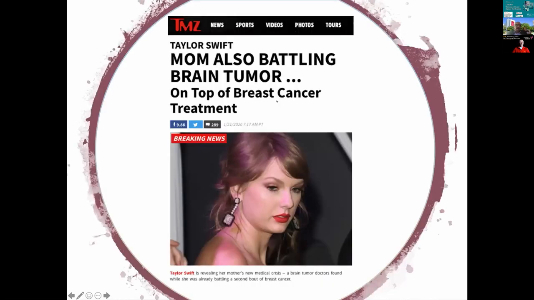And so I took this from the headlines in January, from TMZ. This is the misnomer that we need to basically educate the community about: that breast cancer, when it travels or metastasizes into other regions, is still breast cancer, but growing in different regions. So Taylor Swift's mom, that was the headline: mom also battling brain tumor on top of her breast cancer treatment. Well, this is certainly not the case. It's not that she has a brain tumor on top of her breast cancer. It's actually breast cancer that has traveled to other regions.